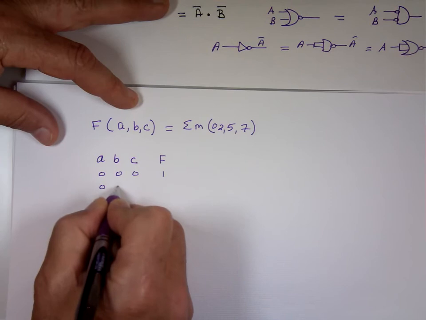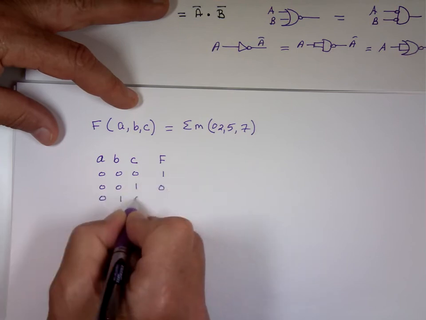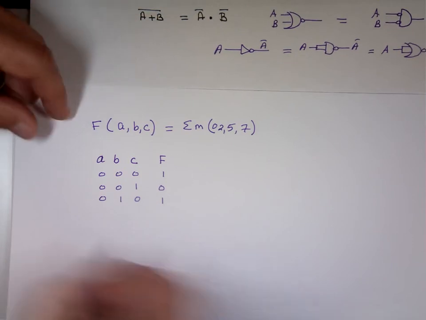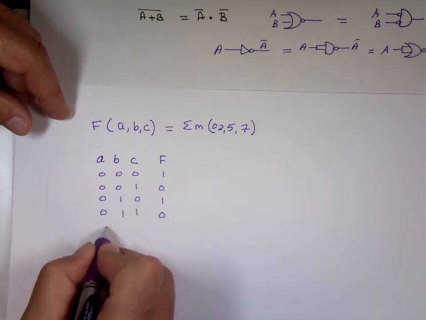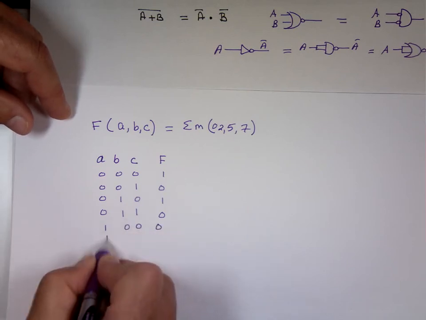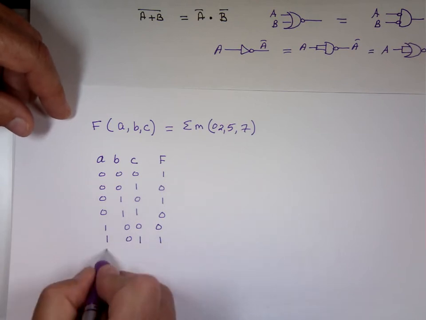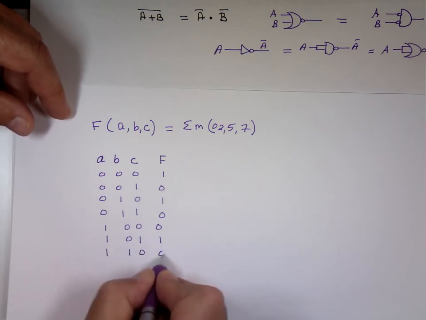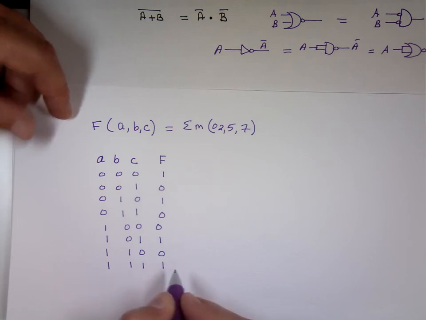Zero, zero, one. One, it's a zero. Zero, one, zero. That's a two. That should be a one. Zero, one, one. That's a three. That's a zero. One, zero, zero. That's a four. That's a zero. One, zero, one. That's a five. That's a one. One, one, zero. That's a six. That's zero. One, one, one. That's a seven. That's a one.